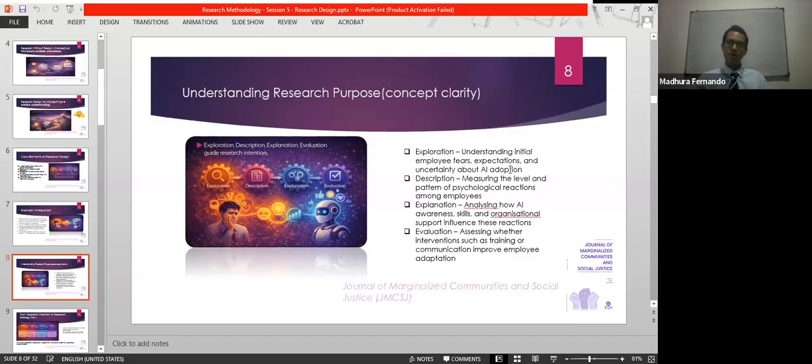Now with all these insights and all these details which you have found in these two functions, exploration and description, you can come up with a good scientific explanation. Now it is analyzing how AI awareness, skills, and organizational support influence these reactions. Now you can define other variables, and then you can have a conceptual framework, and using that conceptual framework, you can find the relationship. You can quantify the relationship. So that is explanation. That is another function in your research.